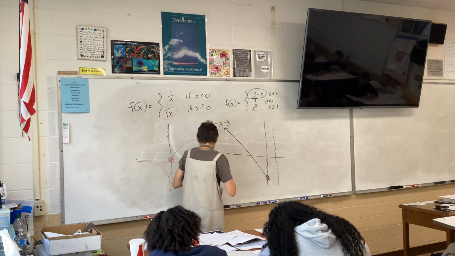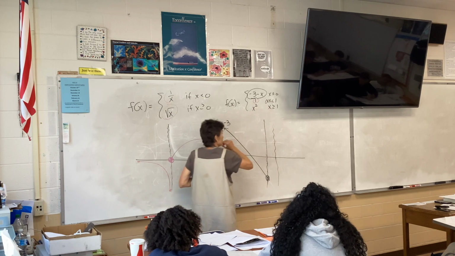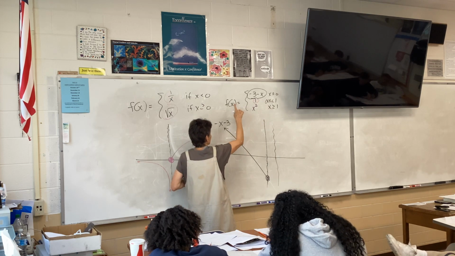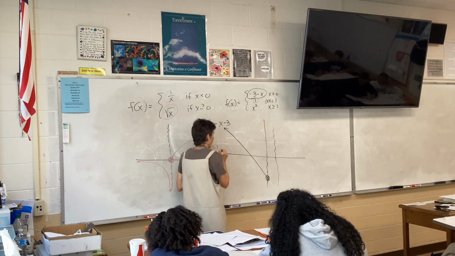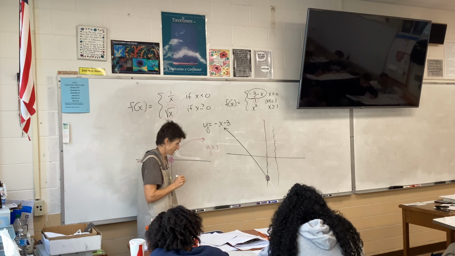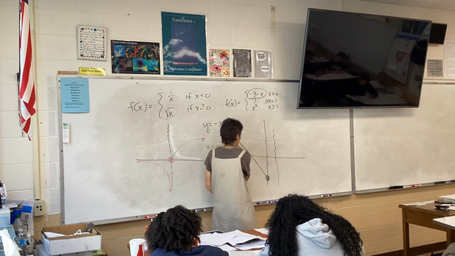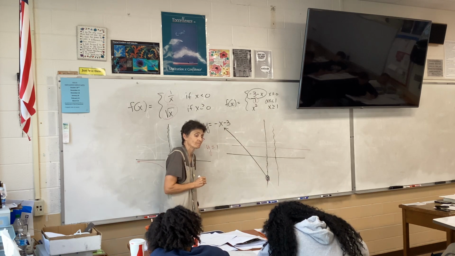All right, now the next one is not really a BFF. It literally says y equals 1. Anybody know what y equals 1 looks like? Horizontal line through 1. So there's y equals 1.